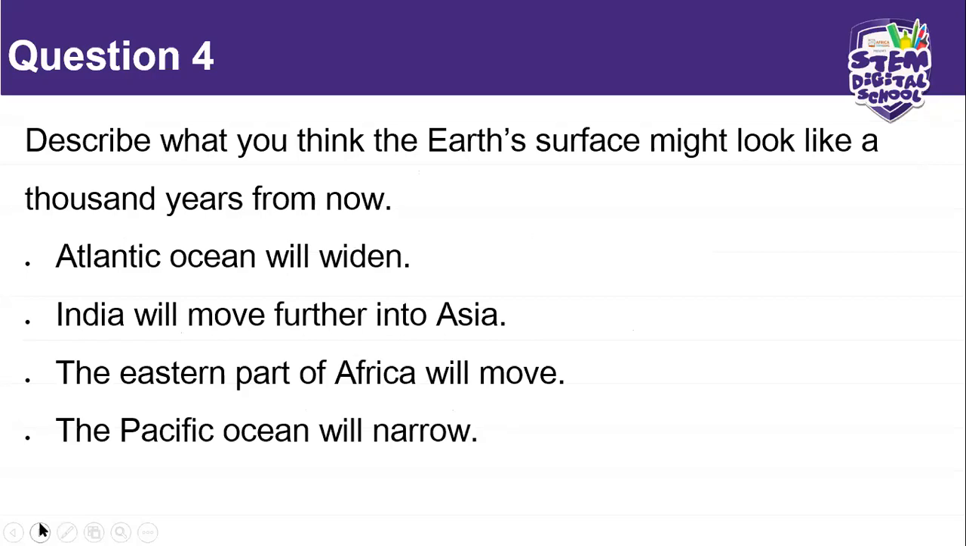Question 4, describe what you think the Earth's surface might look like 1,000 years from now. Which answers did you come up with from your research? Can I see the answers? Type your answers for question 4. What do you think the Earth's surface will look like in 1,000 years from now due to this plate movement, tectonic plate movements? What will happen to the Earth's surface? Which answers did you come up with?